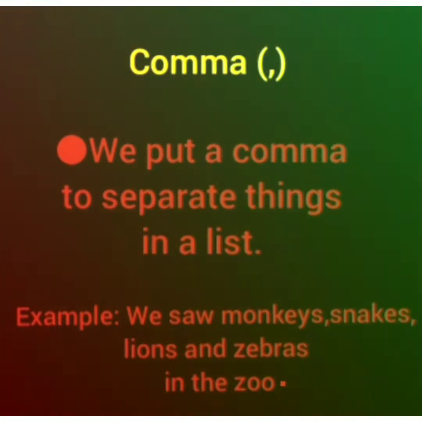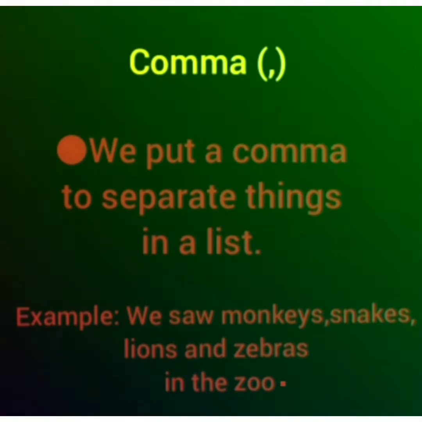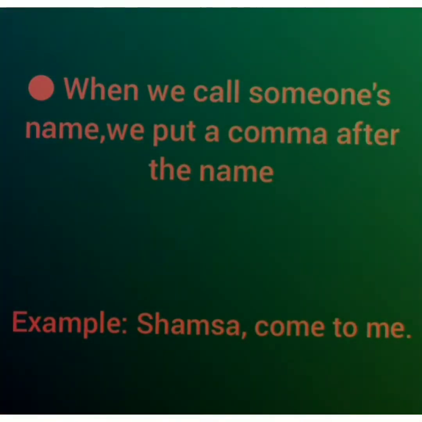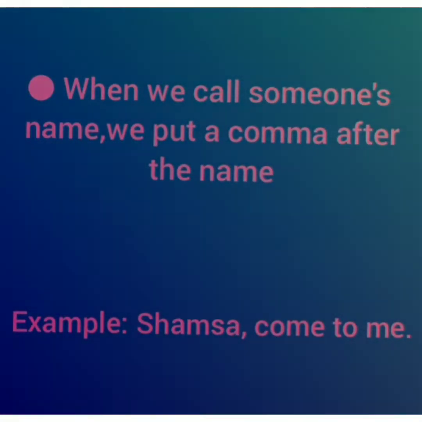Comma. We put a comma to separate things in a list. For example, we saw monkeys, snakes, lions, and zebras in the zoo. When we call someone's name, we put a comma after the name. For example, Shamsa, come to me.